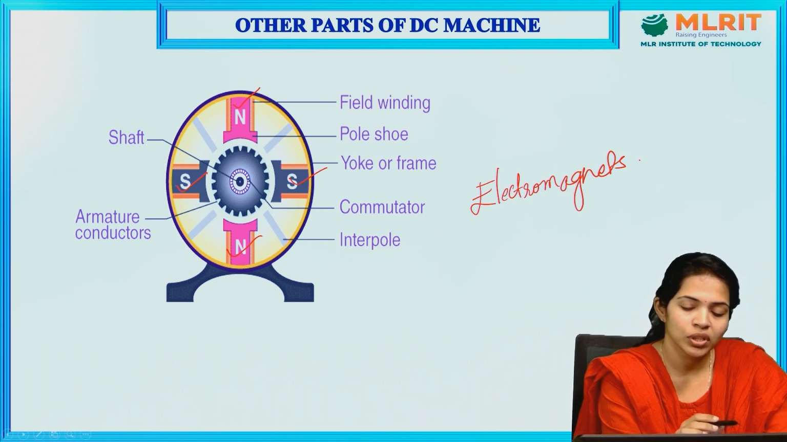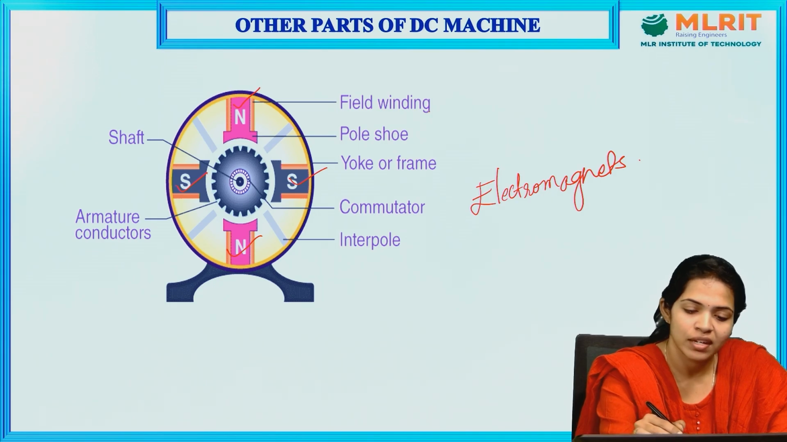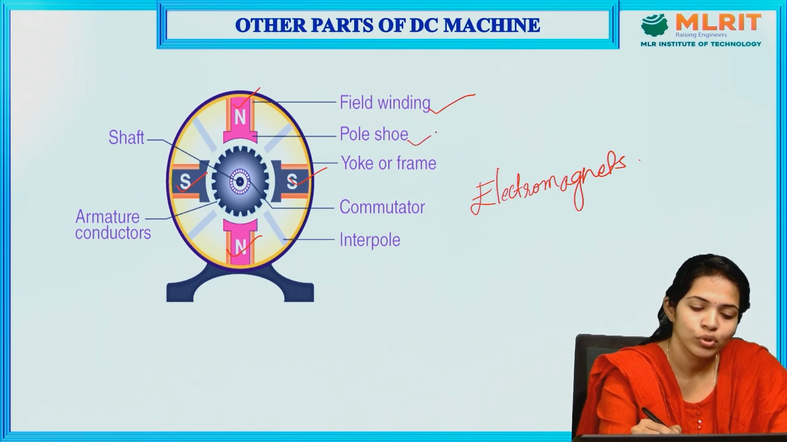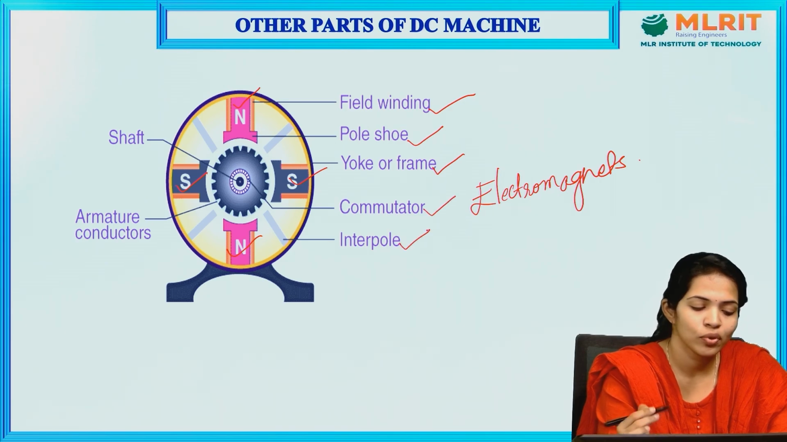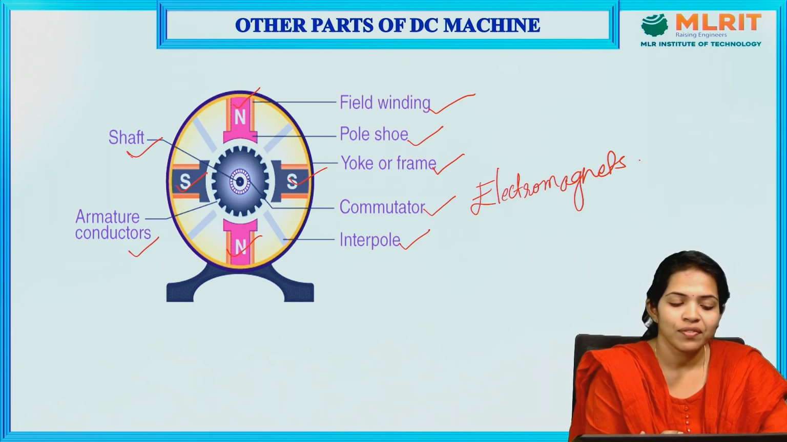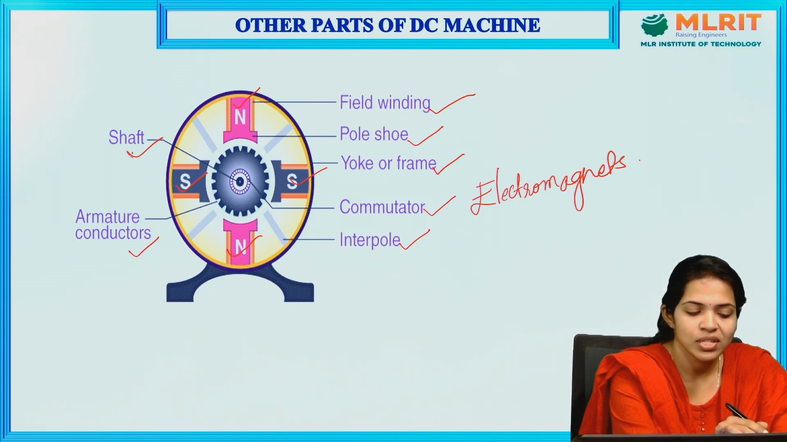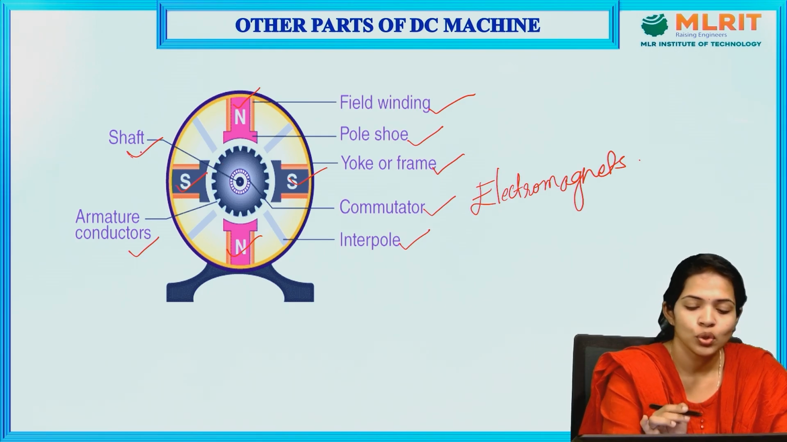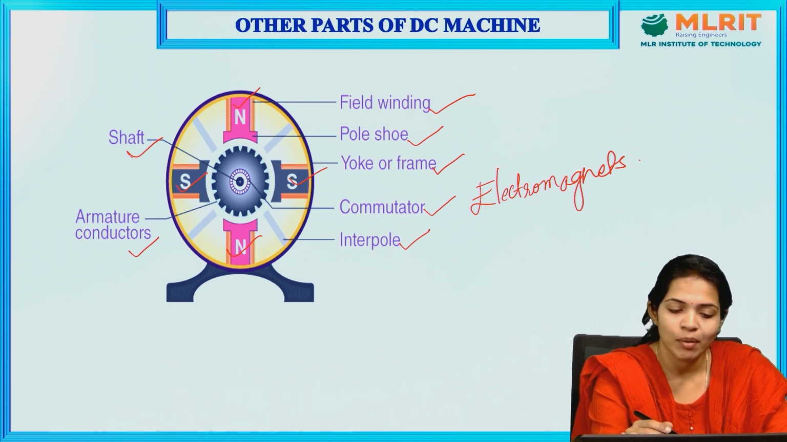So coming to the various parts in the schematic diagram, we can see a field winding, pole shoes, yoke or frame, the commutator, the interpoles, the armature conductors and the shaft. Shaft is the iron rod on which your entire DC machine is mounted. This shaft will be supported by bearings on both ends to avoid frictional losses. In the further slides, we will be discussing all the parts of the DC machine in detail.